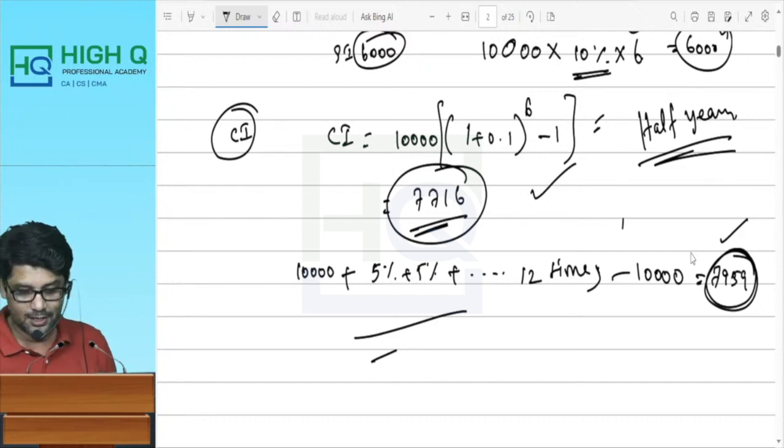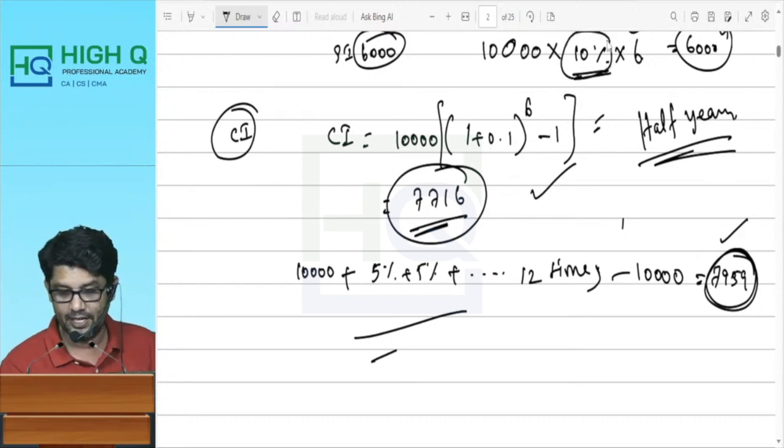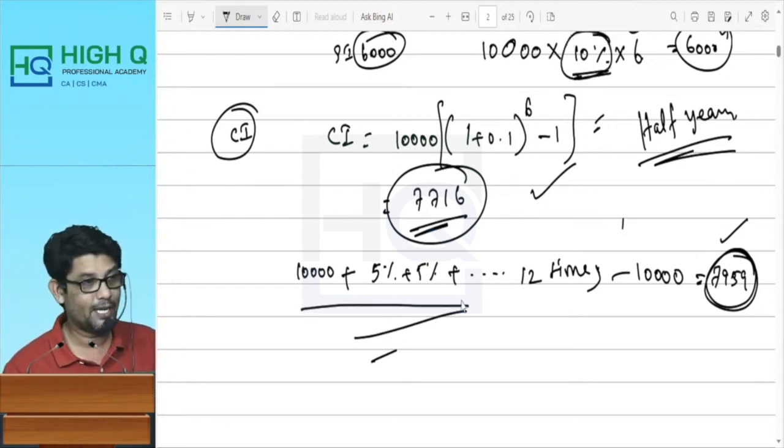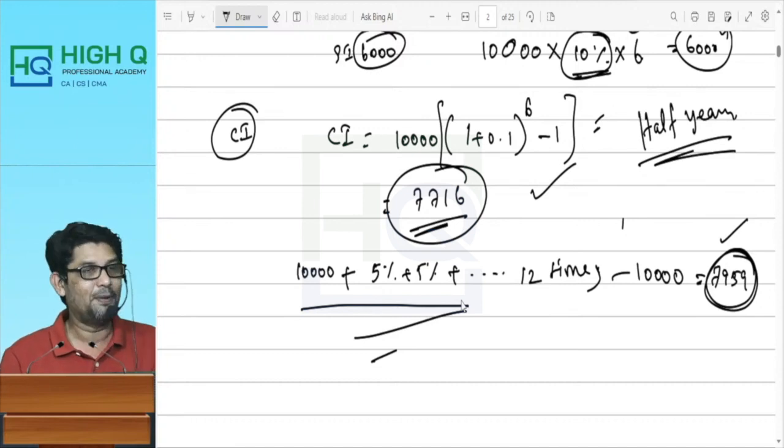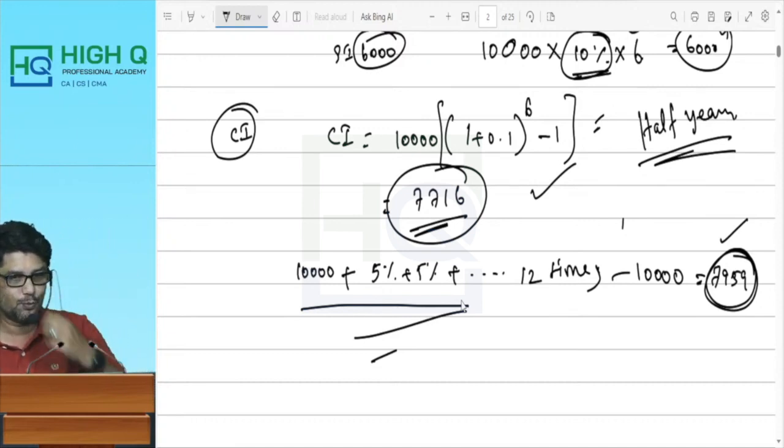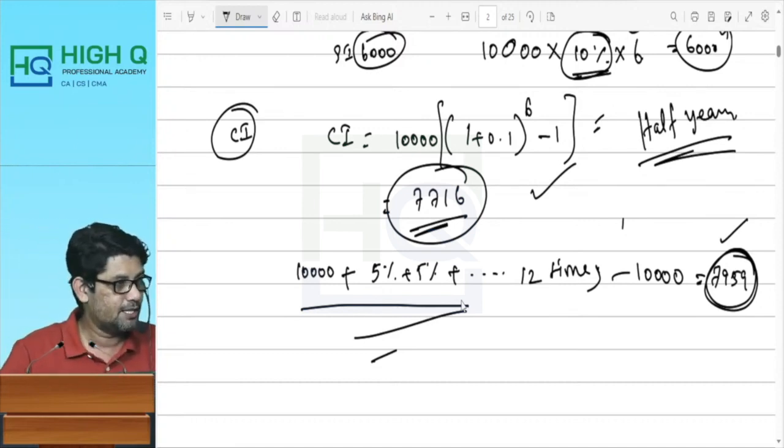Why? Because in this case, directly we have taken 10%. In this case, we are actually calculating more than 10%. That is what effective rate of interest is. Is that clear, my dear?